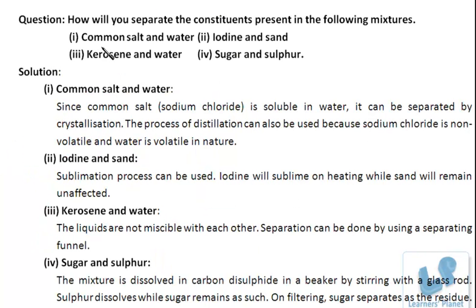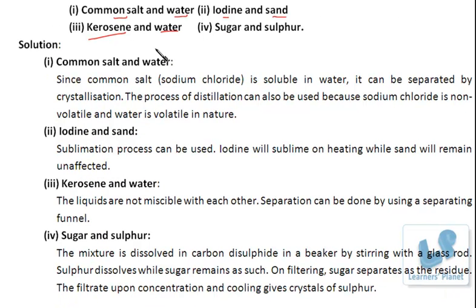See, the question is, how will you separate the constituents present in the following mixtures? Common salt and water: water is volatile, common salt is non-volatile, so we can do simple distillation. Iodine and sand: iodine undergoes sublimation, sand doesn't, so we can separate them. Kerosene and water: they are not miscible and have different densities, so they can be separated by a separating funnel.